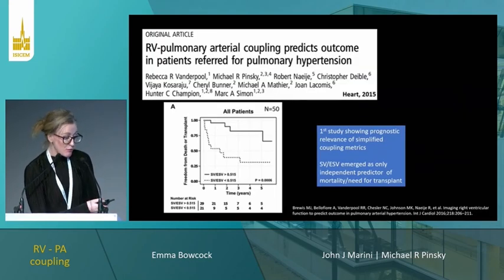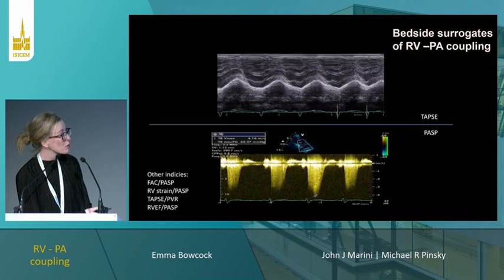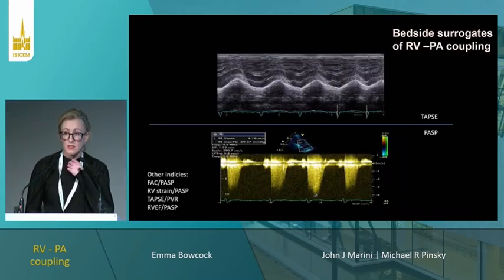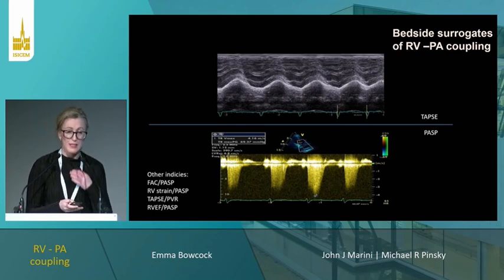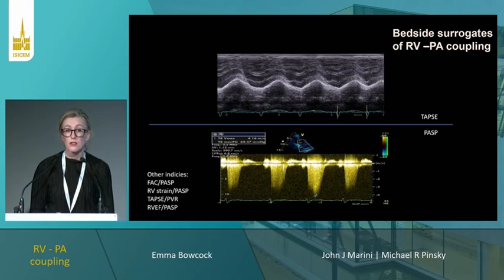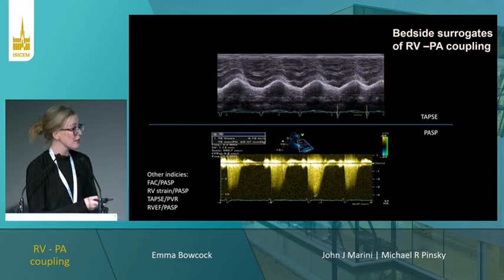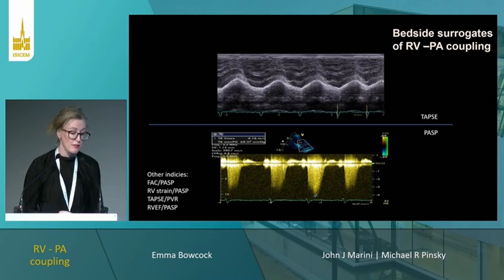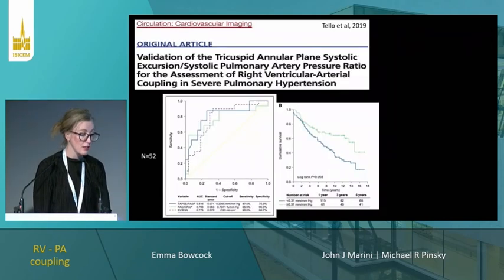And this simplified metric has been proven to be prognostic in subsequent studies by Rebecca Vanderpoel's group. Just moving on now, in the last 4 minutes, sorry, I'm slightly running out of time, the bedside surrogates of coupling. There are a few different echo metrics that can be applied at the bedside. TAPSE is really a measure of RV contractility, or a surrogate of that, and your pulmonary artery systolic pressure is a surrogate of afterload, and there are other indices that have been described.